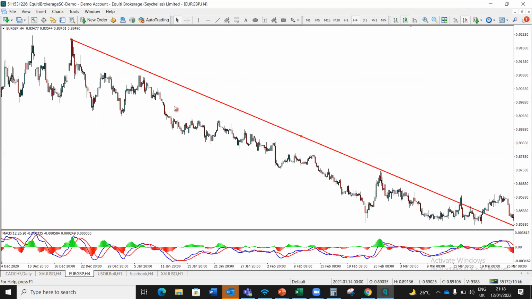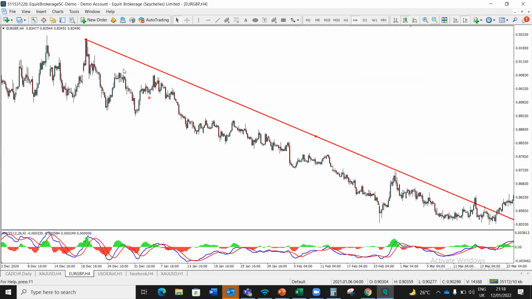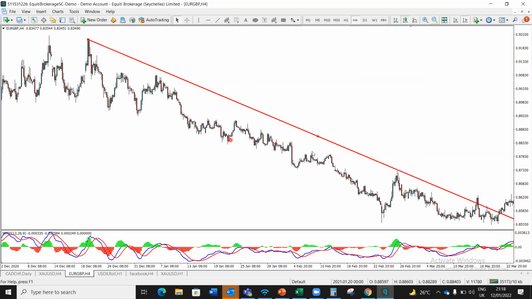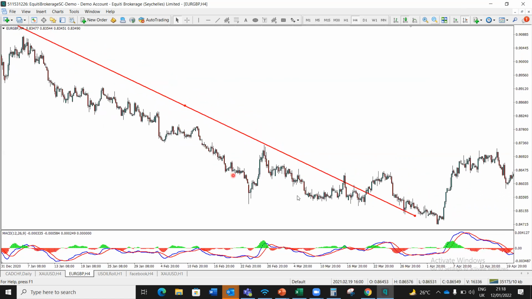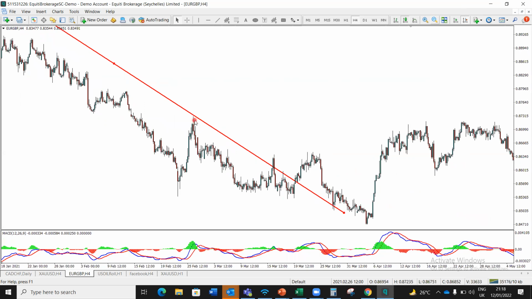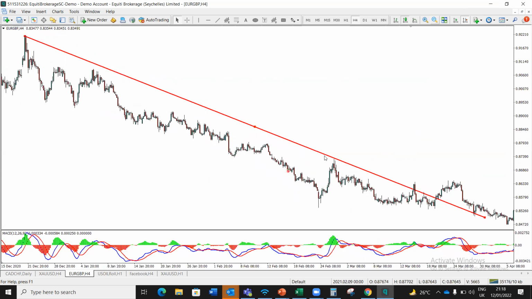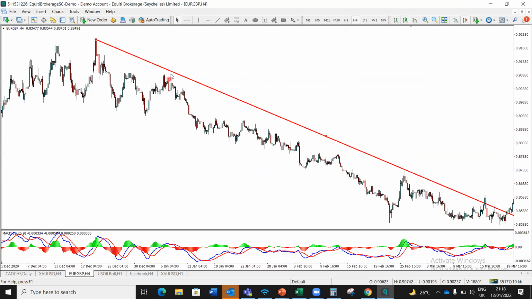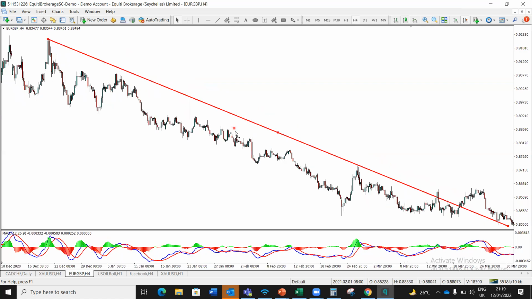All right, so you notice that it touched here, it touched there, and also touched here. Now, there are times that it would slightly want to touch the trend line. This is what we call the trend line. This is the trend line we've just drawn. There are times it will want to touch the trend lines, but didn't really touch.